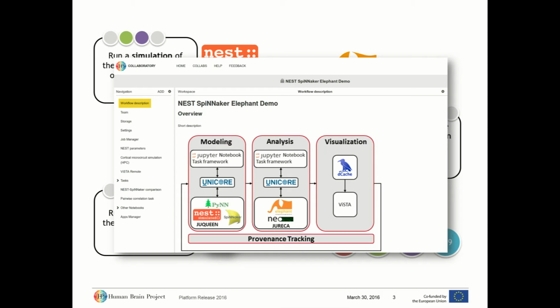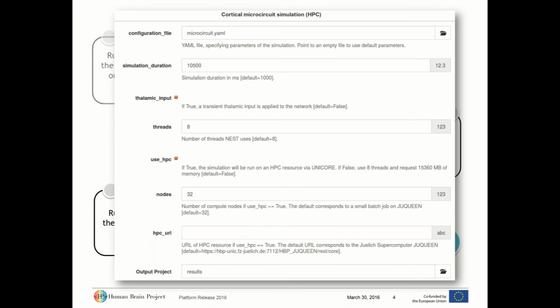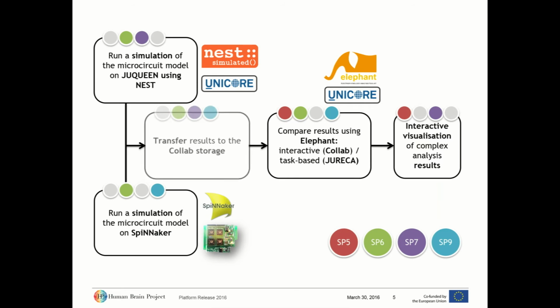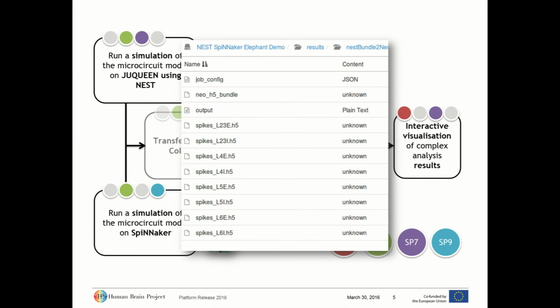Naturally, in the HBP approach to collaboration, these scientists would start by building a collab for themselves in order to perform their joint research into this question and share their ideas, data, and results. From within the collab, scientists access the HBP infrastructure to perform the NEST simulation of the microcircuit. To do so, they run a configurable task in the collab that uses Unicore to launch the simulation on the JUQUEEN supercomputer. After completion of the task, the results are transferred back from the JUQUEEN supercomputer to the central collab storage and are accessible to all collaborators.